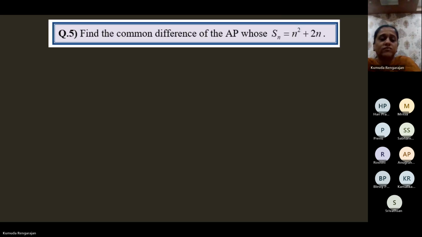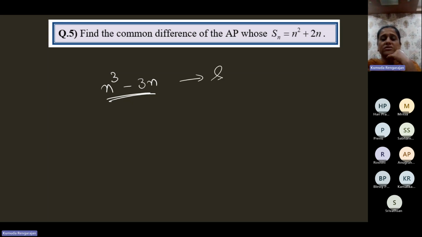Next one. Find the common difference of the AP whose Sn is n square plus 2n. Okay, now tell me, can this expression represent the sum to n terms of a particular AP?